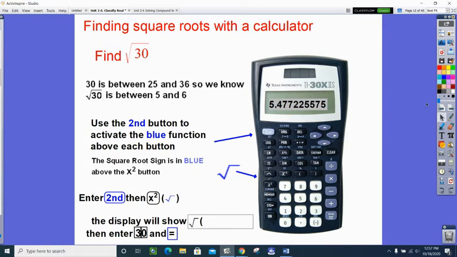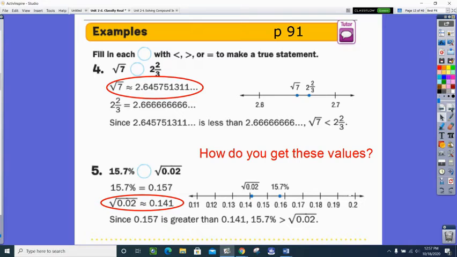Okay, so that's how you find square roots. Let's use that moving forward. So on page 91, this looks like a problem we just did the other day, but I'm now giving you the calculator because these are too close to call to estimate. It's kind of tight. So I'm going to put the square root of 7 in the calculator, and the display is going to say 2.645751311, right? And I'm putting the approximation because we haven't ended.